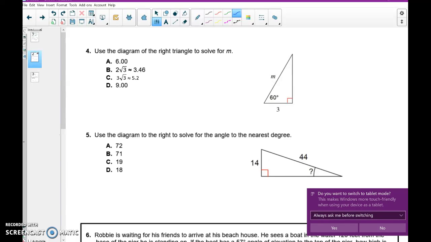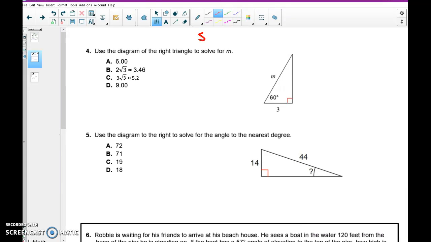Right, so here are numbers 4, 5, and 6 from the review. These were all kind of the more basic versions of the trig stuff, especially 4 and 5. So I'm just going to go through those very briefly. Remember our phrase, SOHCAHTOA, and you should watch through the whole thing just to make sure you didn't miss something.